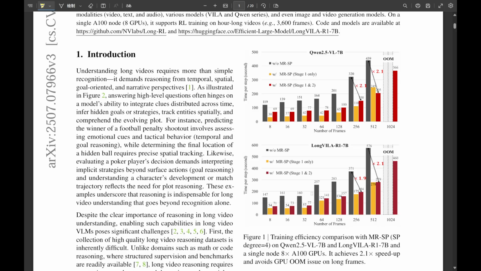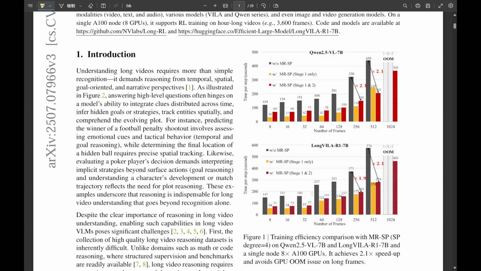First off, it's about complex reasoning. More than just object recognition. Way more. It's not just saying that's a cat in a frame. Long videos demand understanding temporal sequences, how things change, how they evolve. Like cause and effect over time. Exactly. Think about predicting who wins a penalty shootout in football. You can't just look at the last kick. You need to consider the players' emotional states, their behavior, the momentum built up throughout the match.